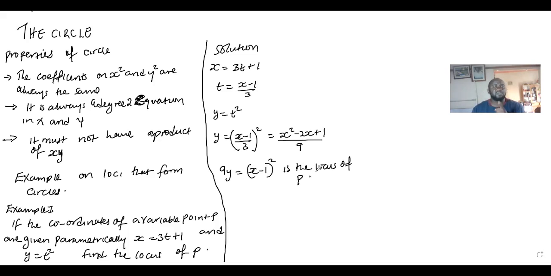Now, this locus is not a circle. Why? The coefficients on x squared and y squared are not the same. Actually, y squared is not there. The property says x squared and y squared always have the same coefficients, meaning they are always there. So if they are not there, definitely this is not a circle. We shall see that this one becomes a vertical parabola when we discuss parabola. So that is how we get loci, if you recall.